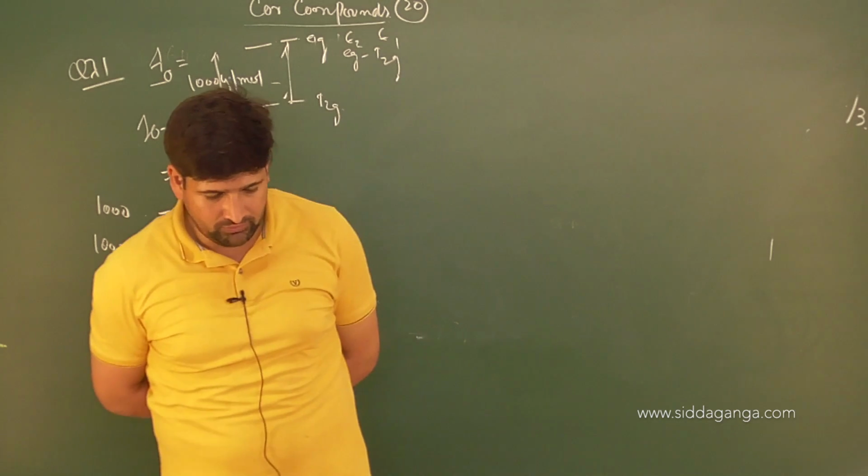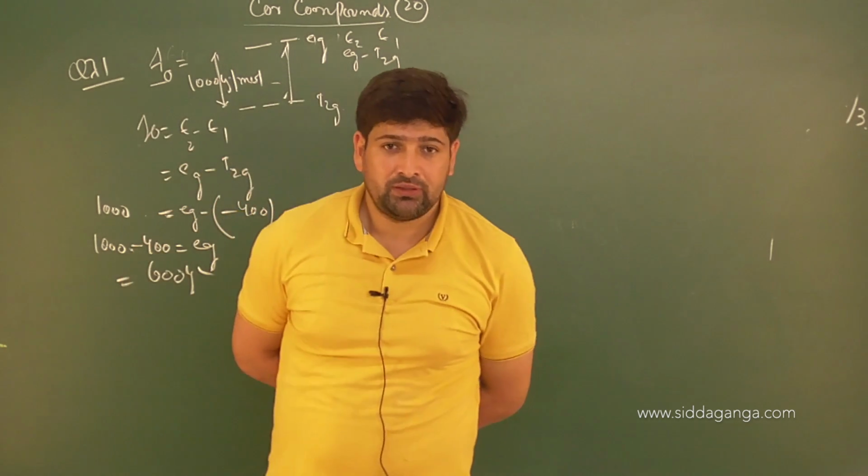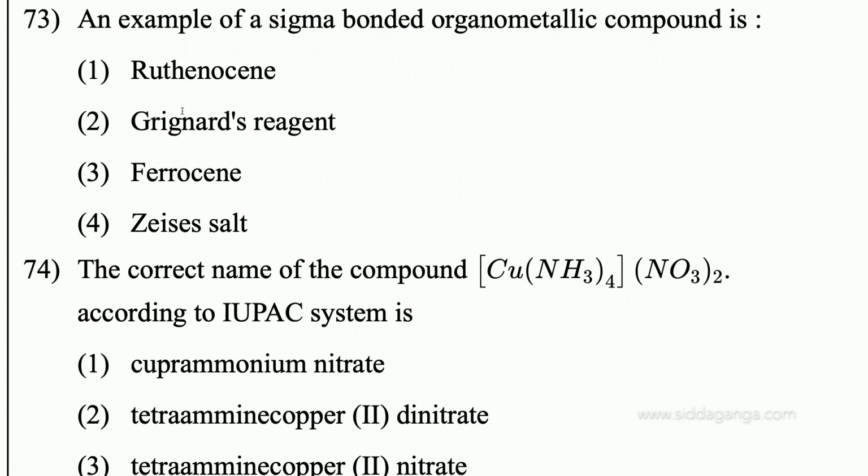Followed? Good. Question 73. An example of sigma bonded organometallic compound is Grignard's reagent, ferrocene, Zeise's salt, dibenzene chromium. They are all pi bonded organometallic complexes, already discussed in the previous discussions.